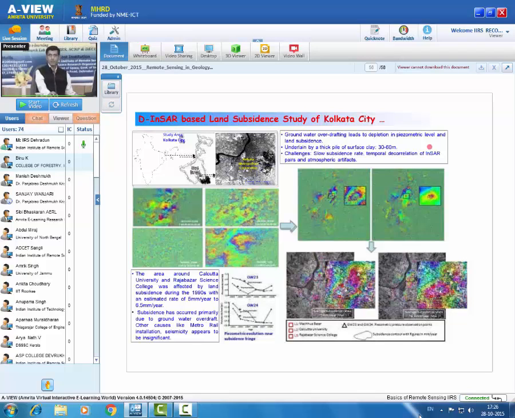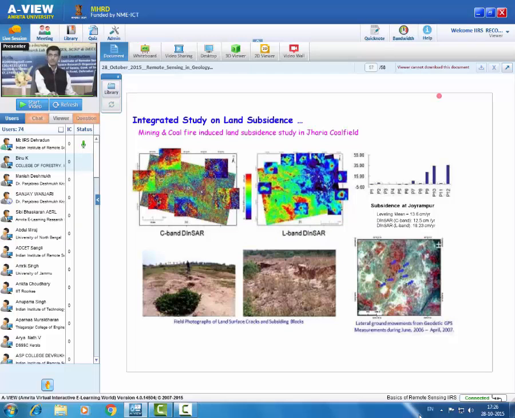Similarly, in the case of mining areas, we can also detect and map the subsiding areas. In the case of the Jharia coalfield, you can see this is a C-band differential interferogram, and this is L-band. C-band is 5.6 centimeter wavelength, and L-band is 23 centimeter wavelength. We can identify the fringes very nicely. These fringes are the subsidence affected areas. We have identified subsidence affected areas very nicely from C-band and L-band.